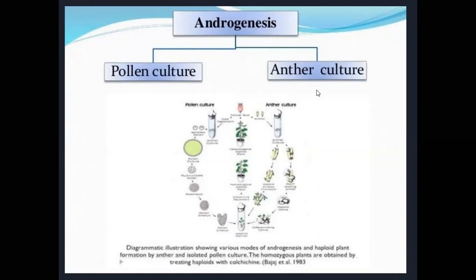Similarly in anther culture, anther culture means pollen mother cells. The pollen mother cells are cultured on the nutrient medium. The pollen mother cells develop into pollen grains. The pollen grains also develop into plantlets. This process is also called androgenesis. By pollen culture and anther culture, we can produce similar types of single-set chromosome plants. Single-set chromosome plants cannot develop into florogenesis. Florogenesis means flower development.